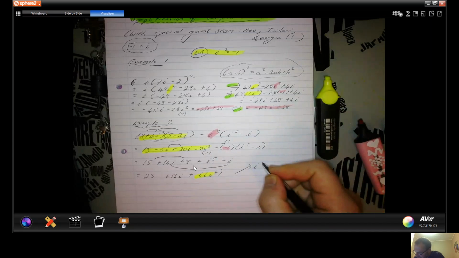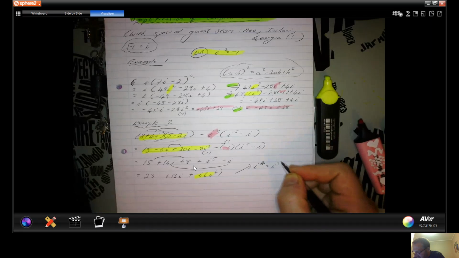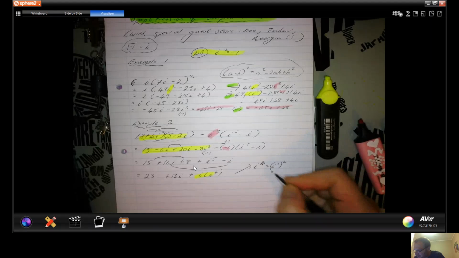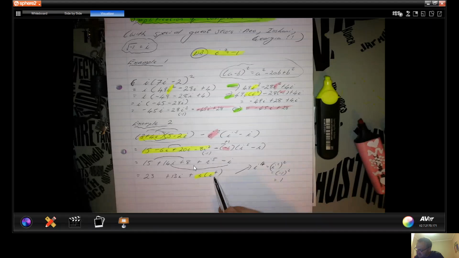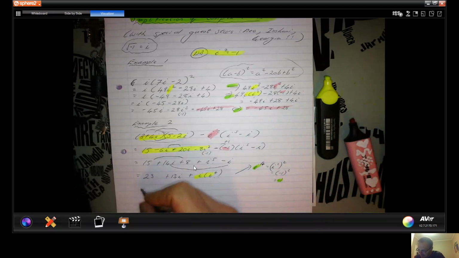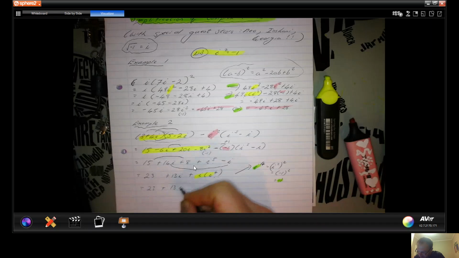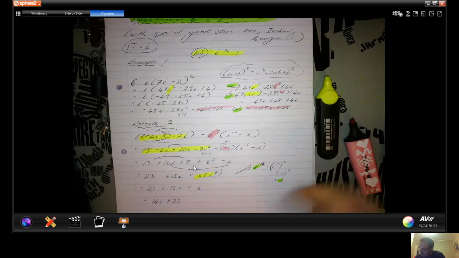Remember, the way I can work out i to the 4 is it's i squared all squared, which is negative 1 squared, which is 1. So i to the 4 basically becomes 1. So I end up with 23 plus 13i plus i times, well, i to the 4 is 1, so it's just plus i, and I end up with 14i plus 23.